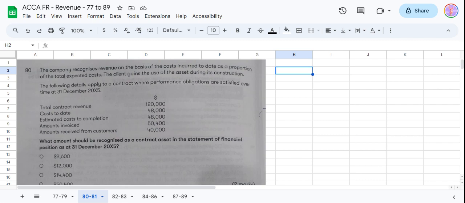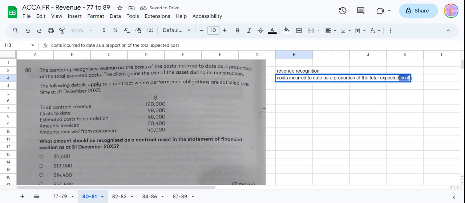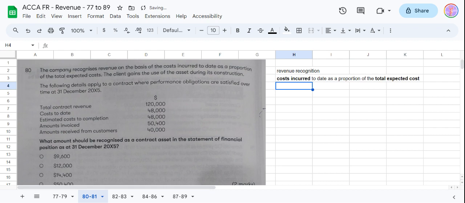The company recognizes revenue on the basis of cost incurred to date. So this looks like it is regarding revenue recognition, and they recognize revenue on the basis of the cost incurred to date as a proportion of the total expected cost. So we need to take the total expected cost, see how much the cost incurred is, take the proportion, and then recognize revenue.